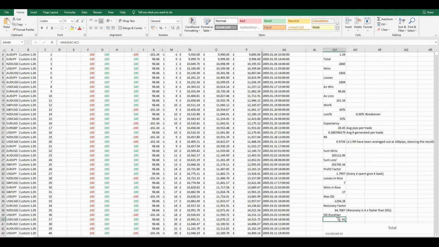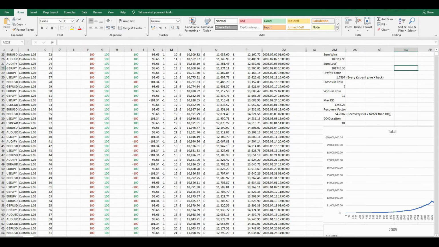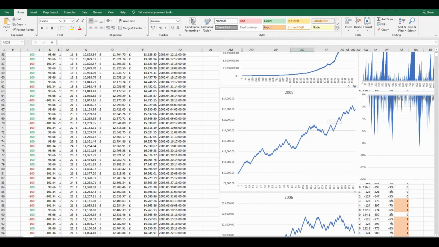Drawdown duration, this is a maximum drawdown duration over the 14 years tested. So maximum drawdown duration is 81 trades. If I've gone from 10,000 to 8,000, it's taken me 81 trades, which might equate to about 3 months of trading, where I've not broken back above that 10,000. So I've been in drawdown for 81 trades. However, once I start to get out of that drawdown, the recovery factor is 64 times greater than what I went into it, and that explains itself on the charts here.